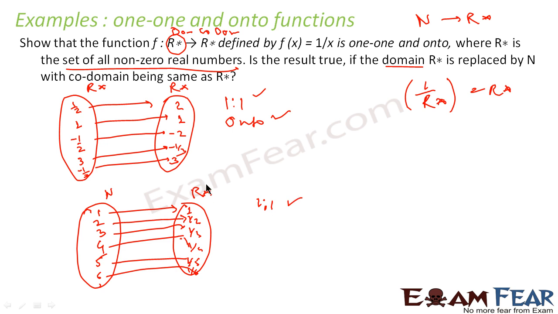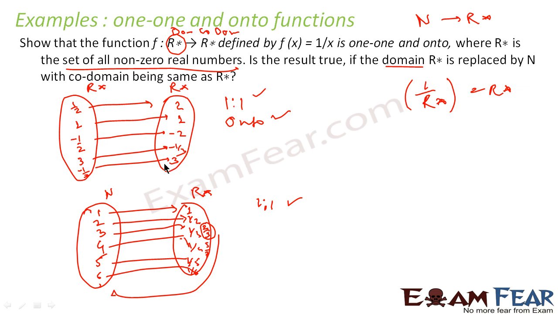If you see here, this is all real star numbers, that is, all non-zero numbers. They can be numbers like 2 by 3, 5 by 7. They are also non-zero real numbers. But if you see for 2 by 3, there is no pre-image here, because for 2 by 3, if you take 1 by 2 by 3, it becomes 3 by 2. 3 by 2 is not a natural number. But 3 by 2 was a non-zero real number.